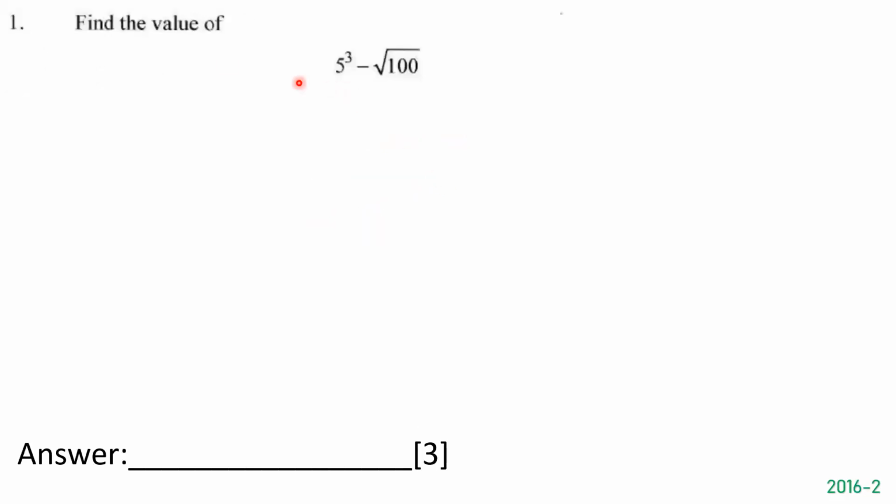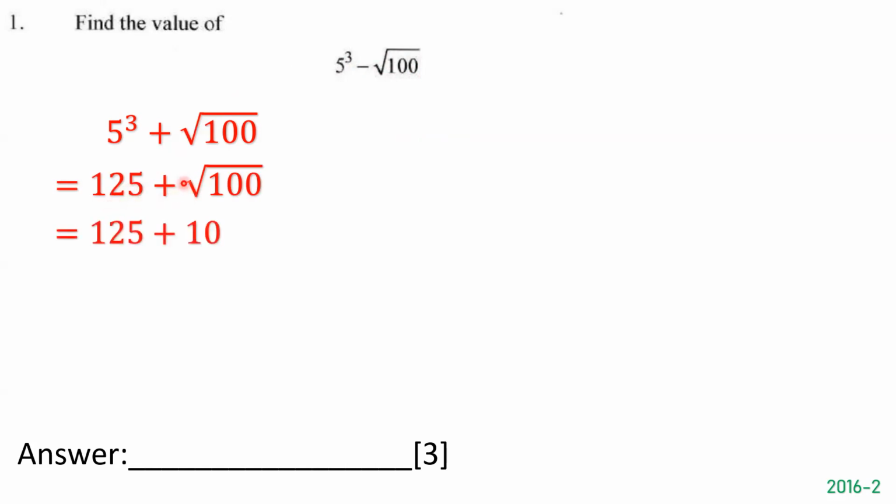Moving right along, we have find the value of 5 to the third power minus the square root of 100. What is 5 to the third power? Well, 5 to the third power is 125. And the square root of 100 is 10, and the reason why that's the case is because 10 times 10 is 100. And so we say 125 plus 10, which is going to be 135. So the answer here is definitely 135.